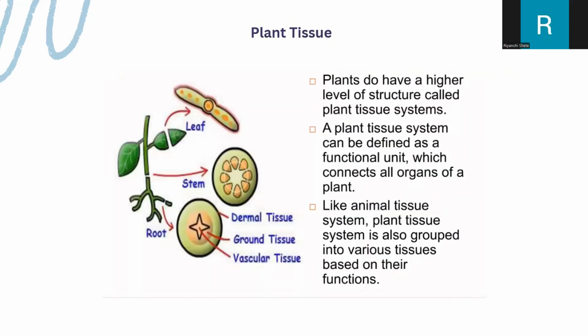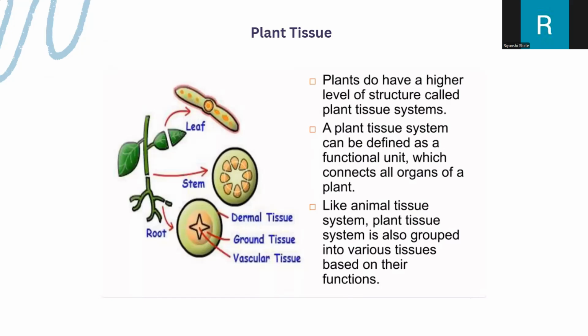Now, plant tissue. Plants do have a higher level of structure that is called plant tissue, like animal tissue. Plant tissue system can be defined as a functional unit which connects all the organs of the plant. Like in animals, plant tissue has its functional unit which helps connect all the organs of the plant. Now, what are the organs? Organs like leaf, stem, root.